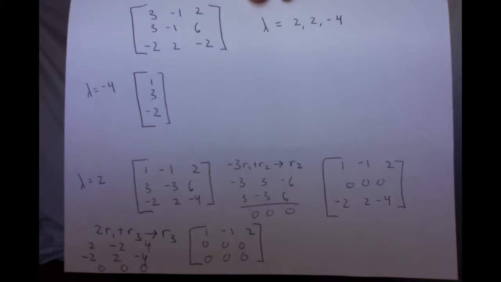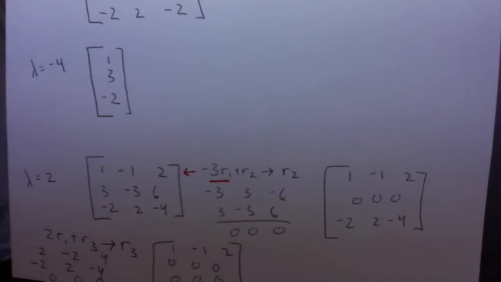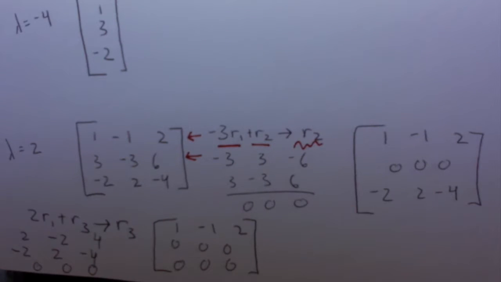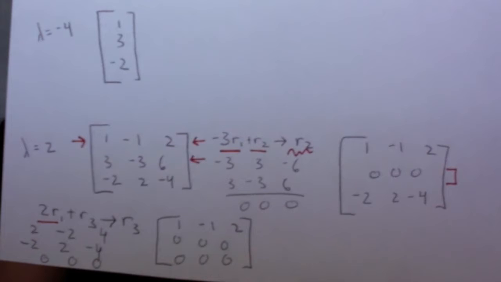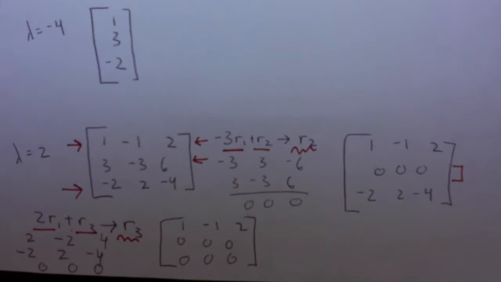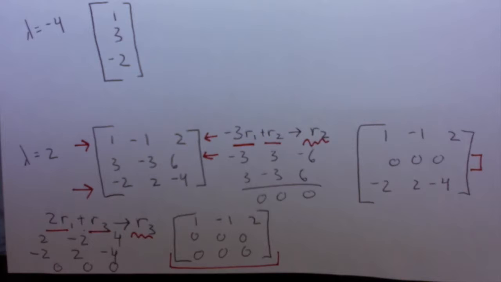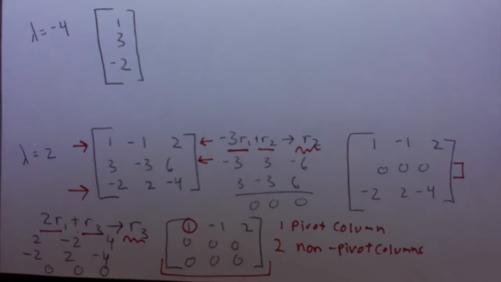You would start by doing -3 times row 1 plus row 2 to row 2, and it becomes 0. Then you want to get rid of row 3, and you do that by 2 times row 1 plus row 3 to row 3, and you end up with 2 rows of just zeros. This is a good situation. You have no defects, and that is because the dimension of the null space is 2, which means you'll have 2 eigenvectors, 2 vectors that are a basis for the null space. You have 1 pivot column and 2 non-pivot columns.